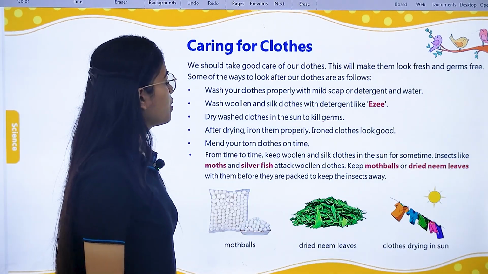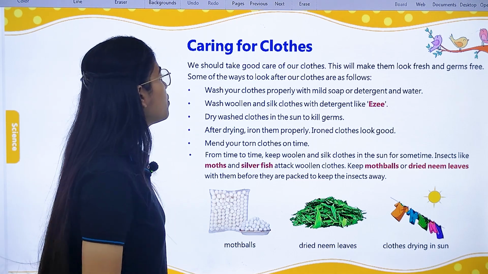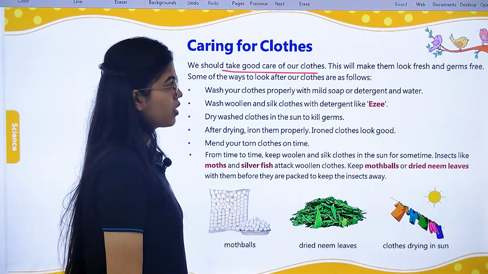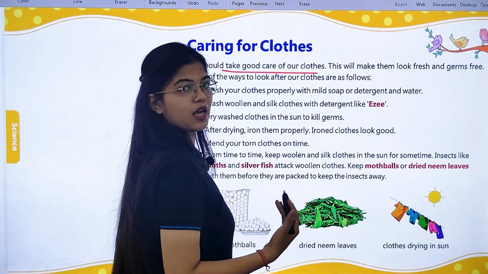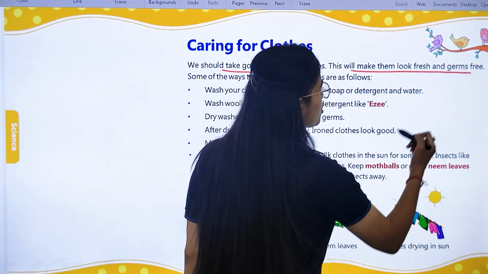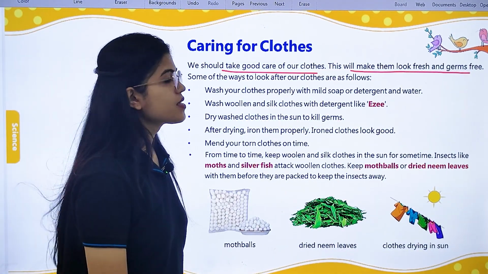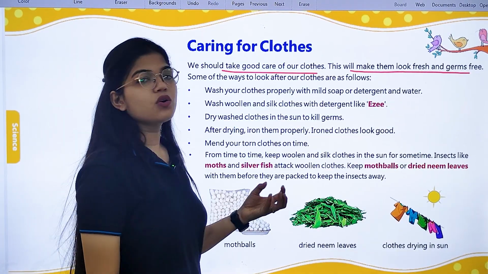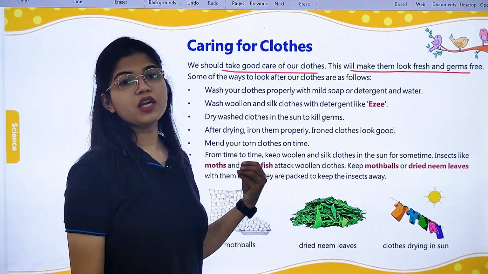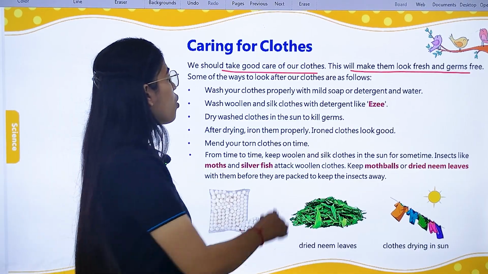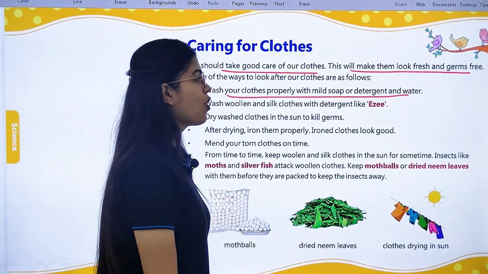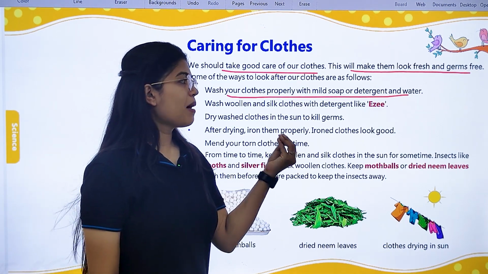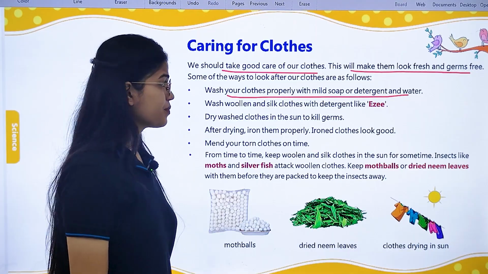Now next we have caring for clothes. We should take good care of our clothes, because if we take care of our clothes, it will make them look fresh and also germs free. So there are some ways by which our clothes can look clean and much better if we follow them. First of all, wash your clothes properly with mild soap or detergent and water. You should always wash your clothes properly by using mild soap, detergent, or even water.